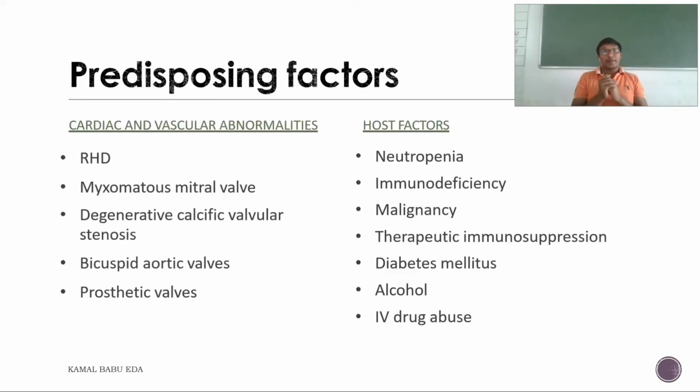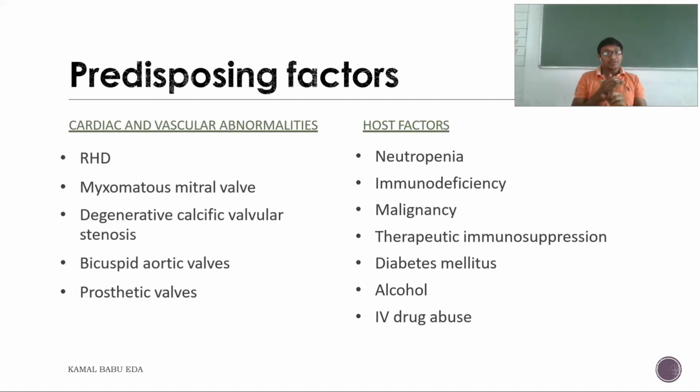Now we'll see the predisposing factors. Coming to the predisposing factors, we have cardiac and vascular abnormalities, which means mainly disease conditions. Whenever the person has rheumatic heart disease, which is the main cause of valvular heart disease, the person will automatically land up with valvular heart disease, and these valvular heart diseases result in infectious diseases of the heart. They can be endocarditis, myocarditis, or pericarditis.